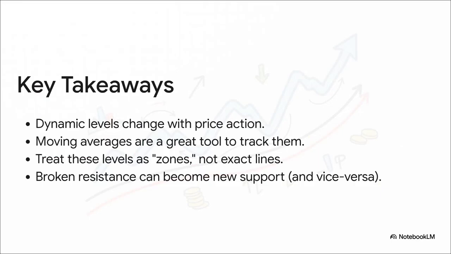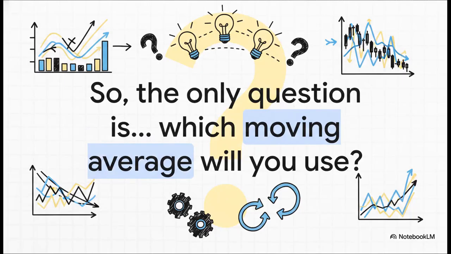All right, so let's wrap this up with the key takeaways. First, dynamic levels move and adapt with the price. Second, moving averages are an awesome tool to track them. Third, and this is a big one, think in zones, not exact lines. And finally, always keep an eye out for that classic role reversal when a level finally breaks. It's a powerful concept. Honestly, looking at charts this way can open up a whole new world of analysis. It really adds another dimension to your trading.